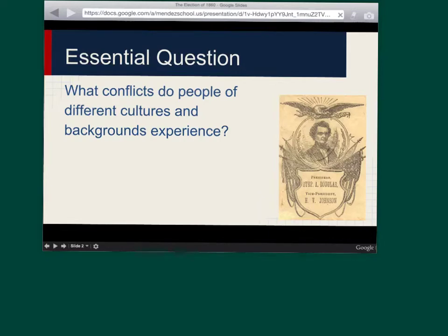The Election of 1860 by Giovanny Padilla, Joseph Penaflor, Lionel Merida, and Mario Terrazas.